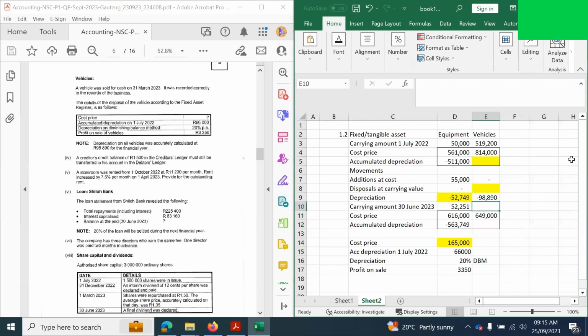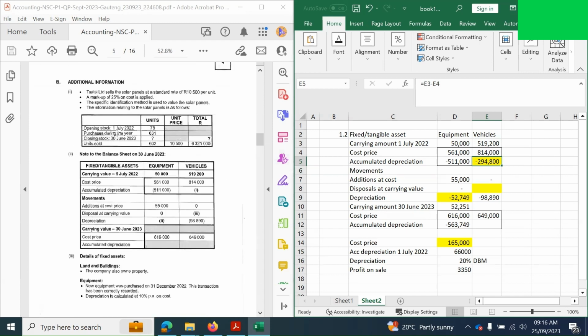Okay. Now, we can also work out the accumulated depreciation at the beginning of the year because we know what the cost and carrying amount is. So this will simply be a balancing figure. If I take my carrying amount minus my cost price, that gives me my accumulated depreciation of 294,800. And remember, this is part of 1, so I've already answered that question.